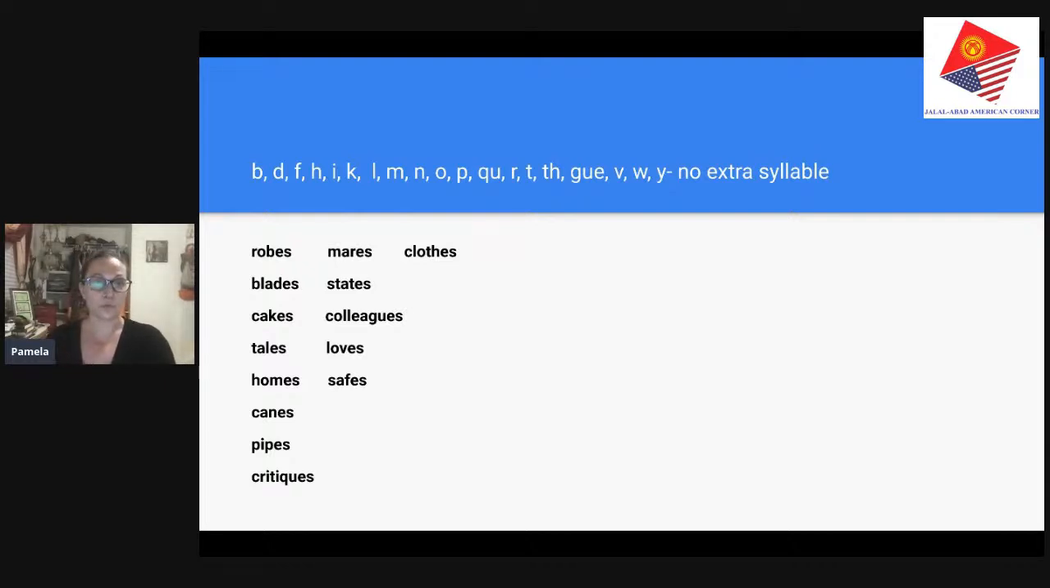So robe, one syllable, robes, stays one syllable. Colleague, two syllables. Colleagues, it stays two syllables. Same with critique, critiques, two syllables. And you notice some of them take more of a Z sound and some take more of an S. So robes, blades, but cakes, it will just kind of happen.